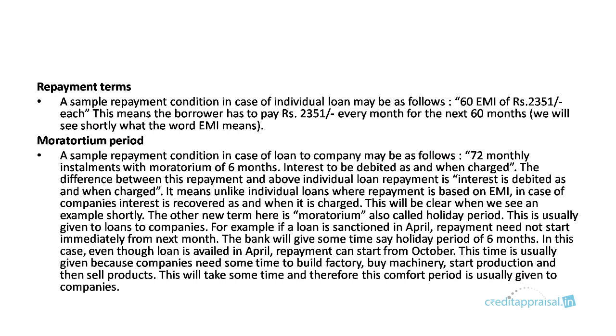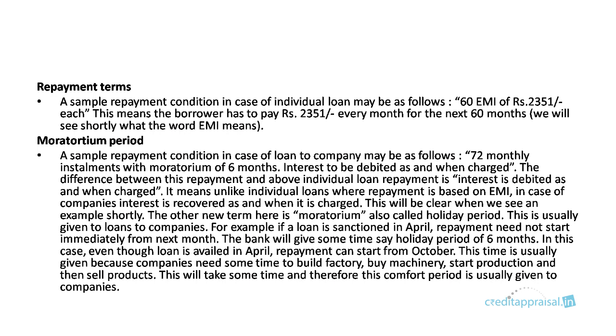But the other new term here is moratorium. Moratorium is also called holiday period. This is usually given to companies. For example, if a loan is sanctioned in April, repayment need not start immediately from May. Bank will give some buffer time, called moratorium, say 6 months. So the loan is availed in April, repayment can start somewhere in October.